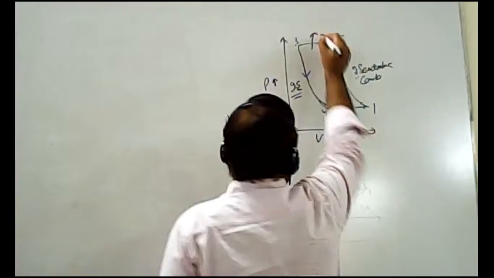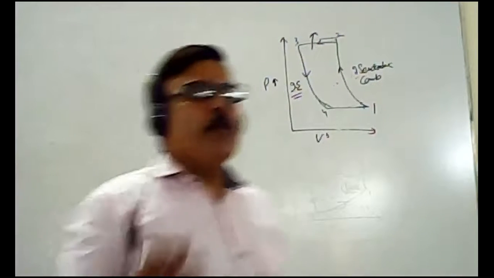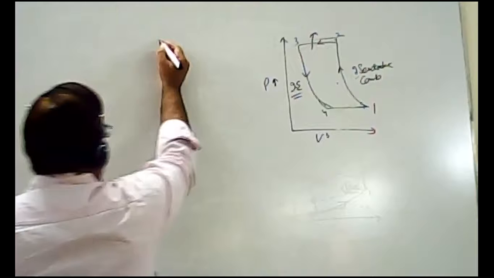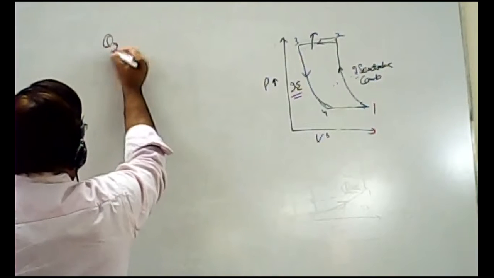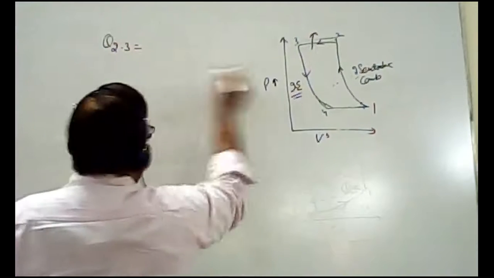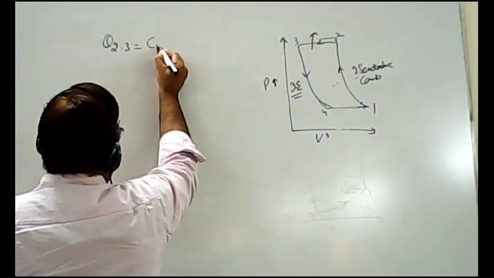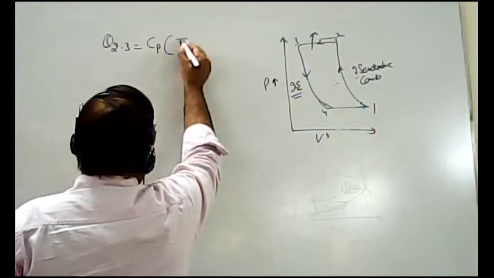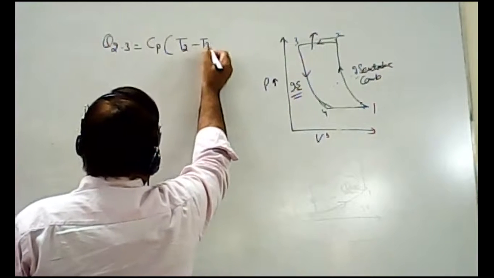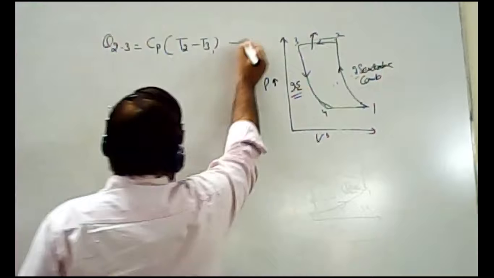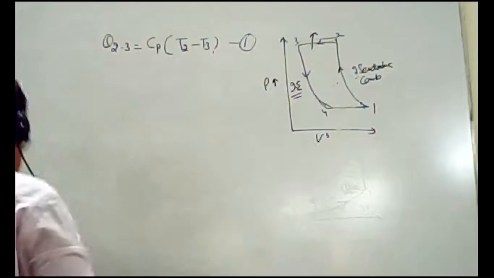But during cooling, it will reject the heat to the surrounding with the help of cooling water. So look here, how much heat is rejected to the surrounding from 2 to 3 at constant pressure? Q2-3 equals Cp times the difference between the two temperatures, T2 minus T3. So this will be equation number 1.